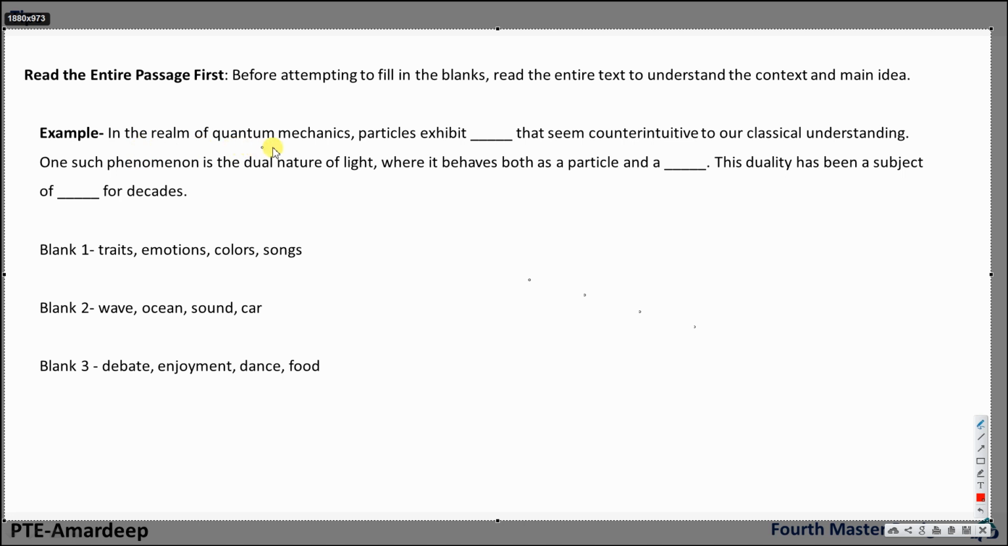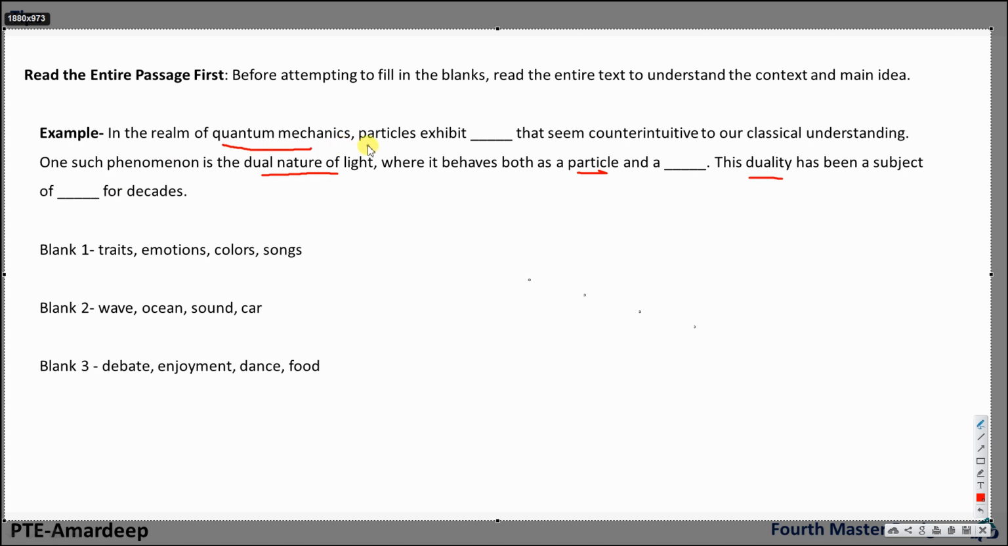In the realm of quantum mechanics, particles exhibit dash that seem counterintuitive to our classical understanding. One such phenomenon, so they're talking about this one, is the dual nature of light, where it behaves both as a particle, and now they're talking about light here. This duality has been a subject of dash for decades.